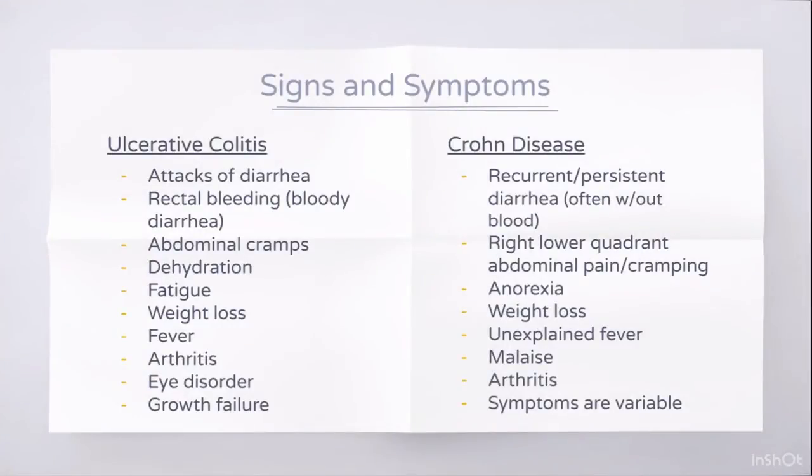As for signs and symptoms for ulcerative colitis, patients will experience attacks of diarrhea, rectal bleeding, abdominal cramps, dehydration, fatigue, weight loss, fever, arthritis, eye disorder, and growth failure. For Crohn's disease, patients will experience recurrent, persistent diarrhea with or without blood. Their right lower quadrant will experience abdominal pain and cramping. They might experience anorexia, weight loss, unexplained fever, malaise, arthritis, but symptoms are also variable.